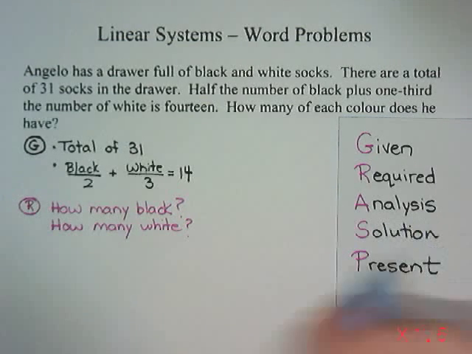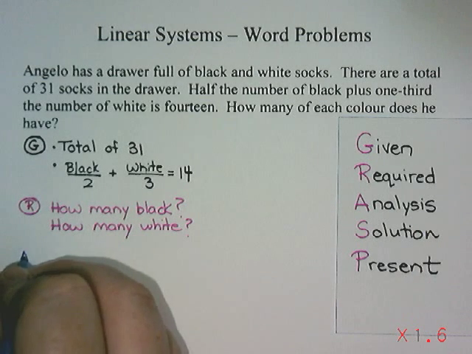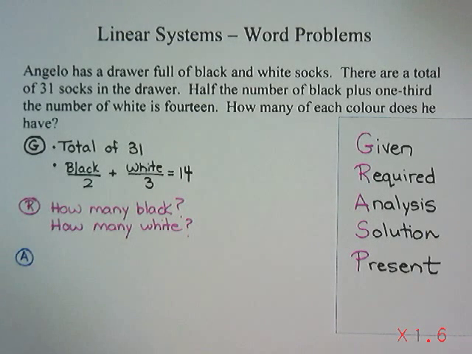Right, analysis. This is the tricky part. In the analysis part, what we're going to do is think about what we can do to figure out the answer to the question, right? The question is asking how many black socks, how many white socks, and I have to try to figure that part out. So I'm going to make myself a little flow chart to help me figure out what steps I'm going to follow to figure out how many black and white socks there are.